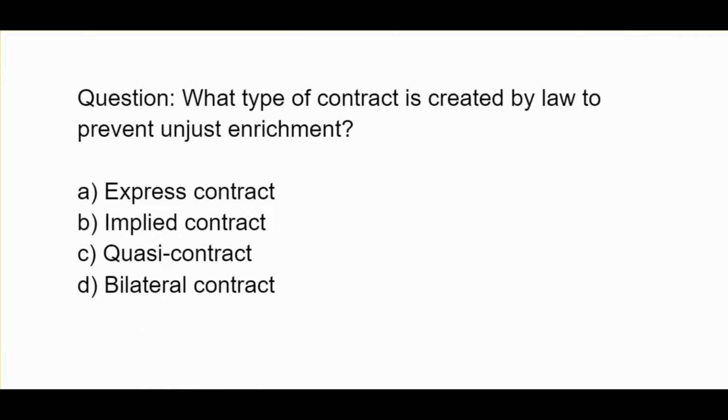What type of contract is created by law to prevent unjust enrichment? A, express contract. B, implied contract. C, quasi-contract. D, bilateral contract.